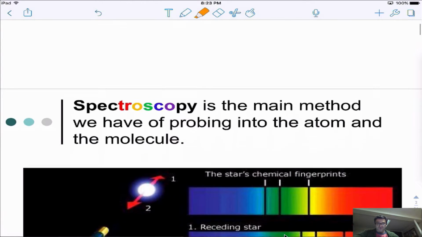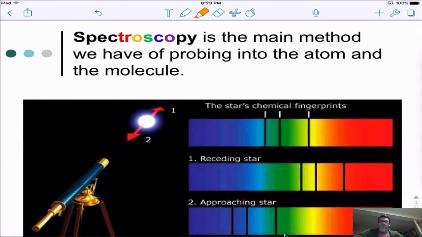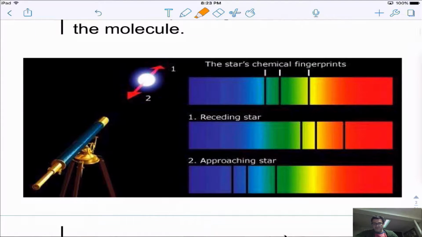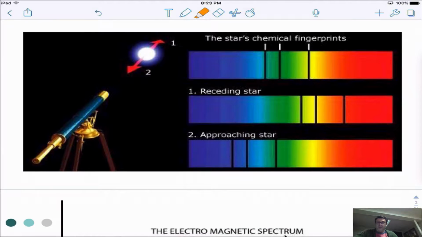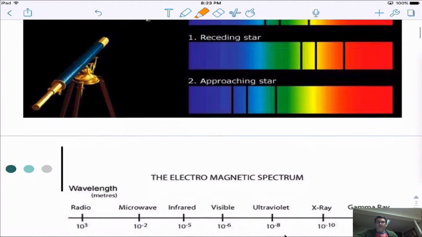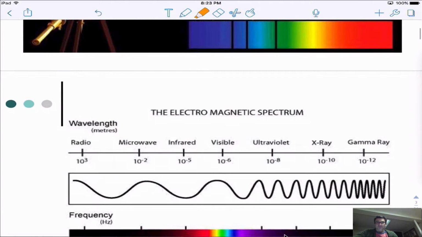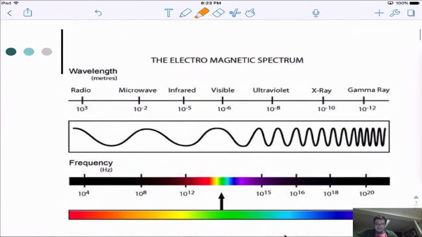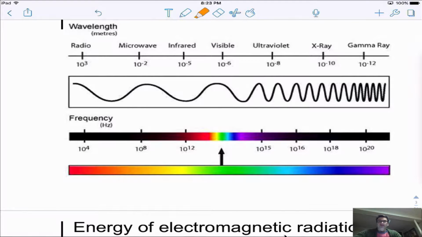So, to give you a little bit of background, some review: spectroscopy is the main method that we're going to use for probing what a molecule looks like and what an atom looks like. And so you're used to seeing this in terms of when we do an atomic spectra. This is showing you how a star gives off certain spectra based on what its electron configuration is. And when we look at the electromagnetic spectrum, we're generally using wavelengths from all over it.